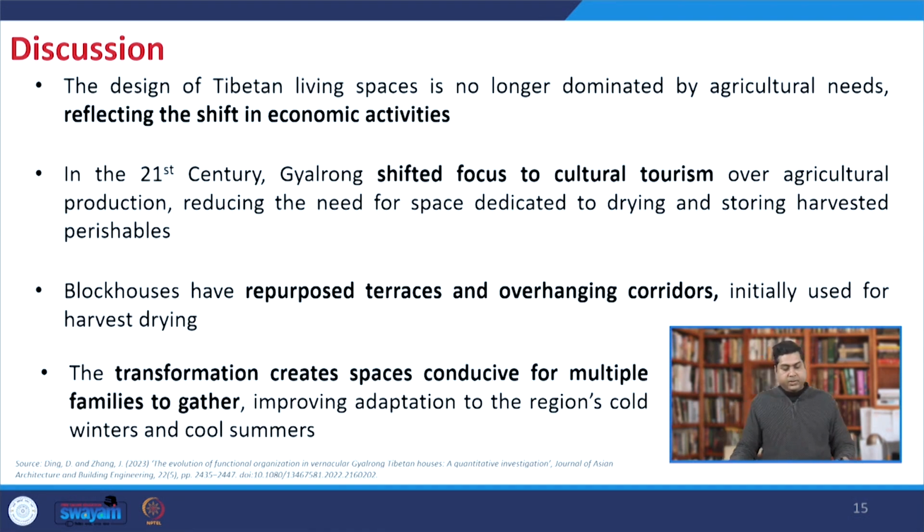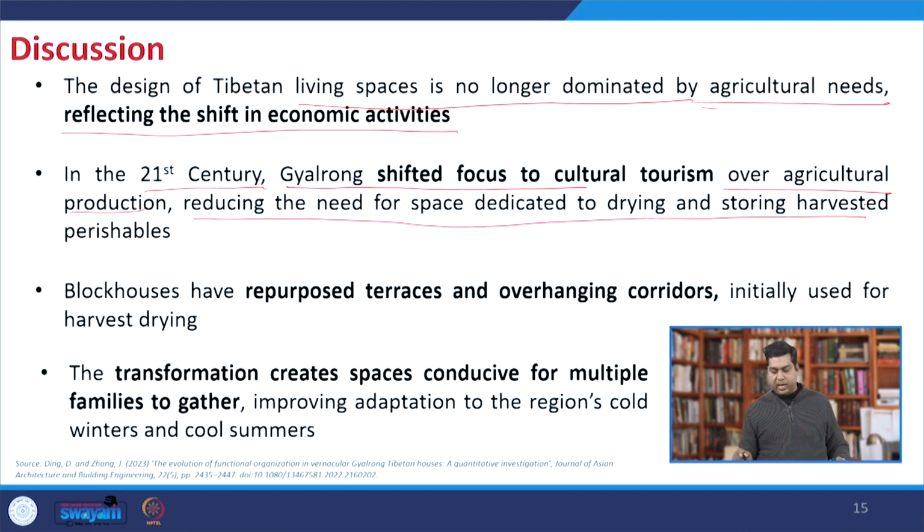So in the discussion, they have also mentioned that the design of Tibetan living spaces is no longer dominated by agricultural needs, like drying of the crops. They have the space where they can use it for such activity, reflecting the shift in economic activities. In the 21st century, the Gralong shifted focus to cultural tourism over agricultural production, reducing the need for space dedicated to drying and sorting of the harvested perishables. Rather, now it is focusing on providing some basic amenities to the tourist.